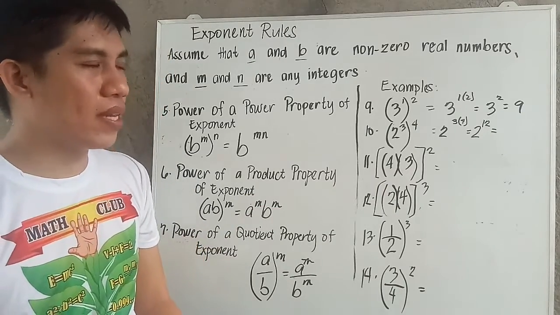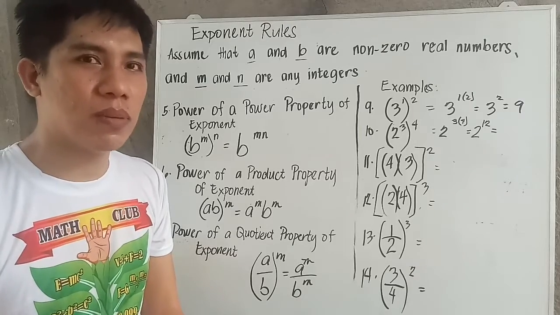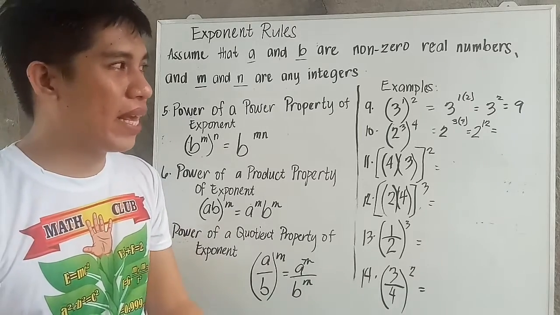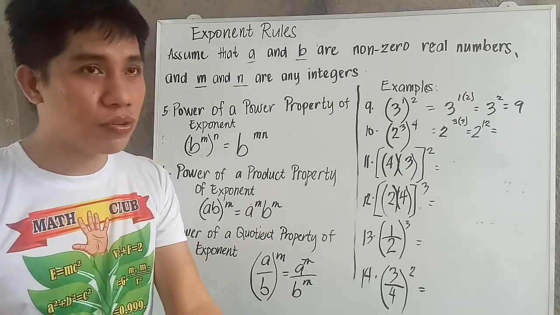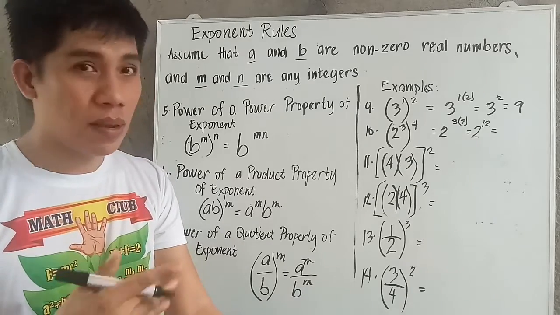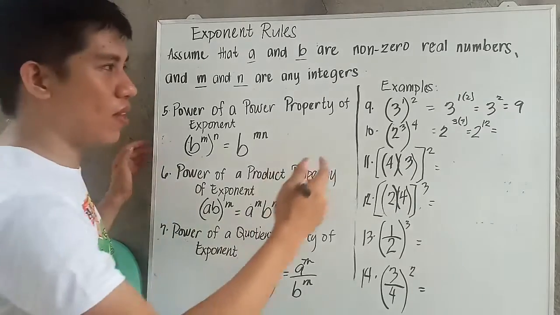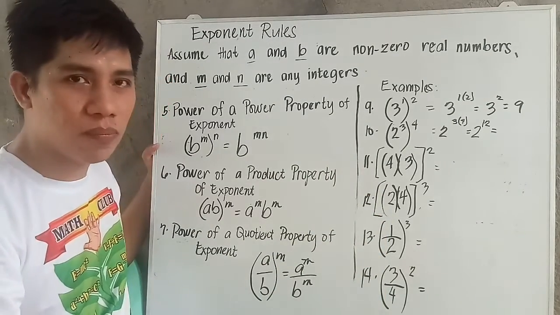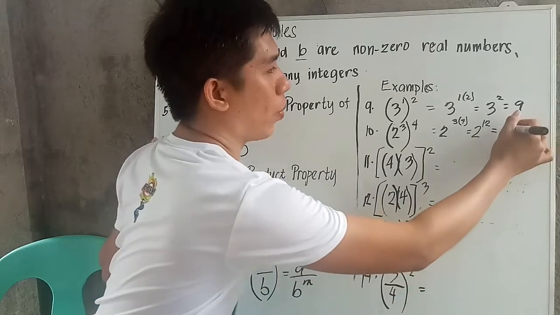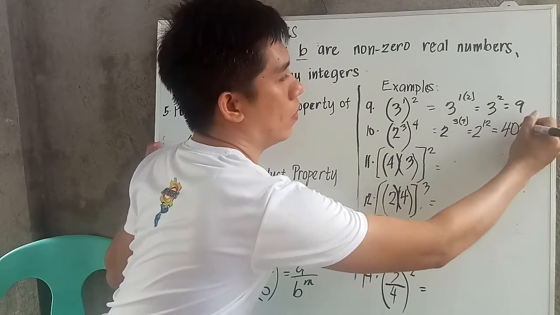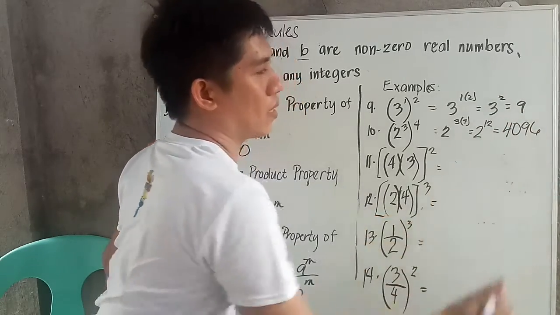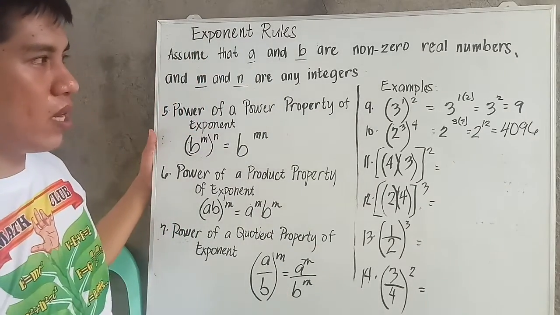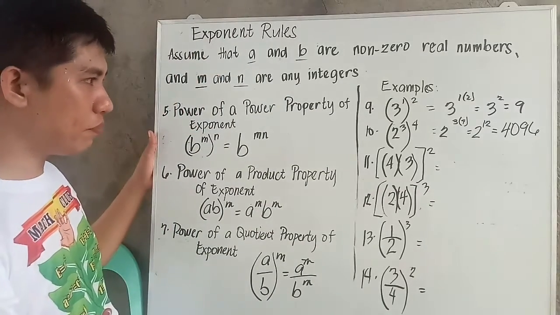So 2 times 2 times 2 times 2 times 2 times 2. The 12th time, you multiply 2 by itself, or by its number itself. So in that case, the answer would be 2 raised to the power of 12. You can check using your calculator. We have the answer, 4,096. You can double check it using your calculator.